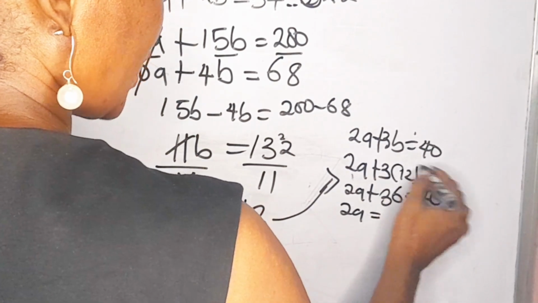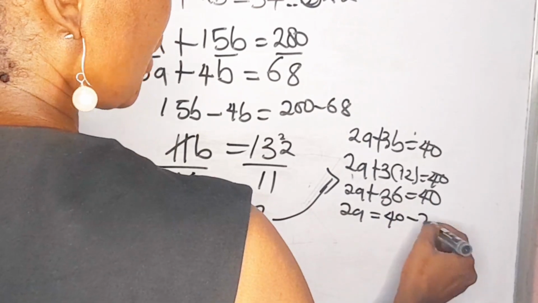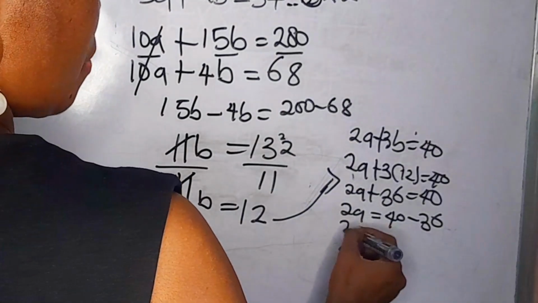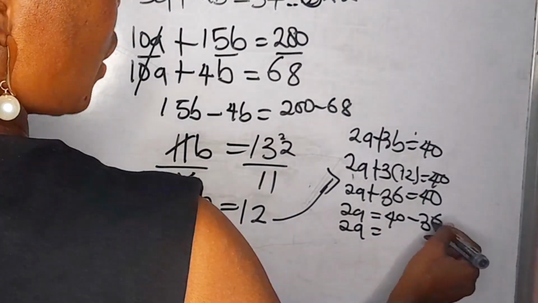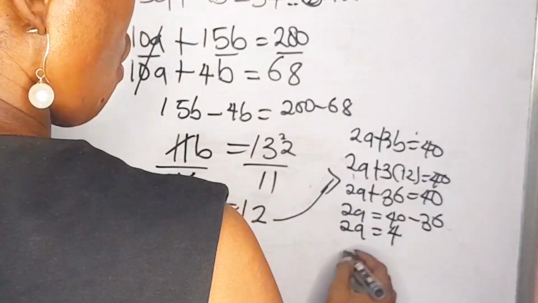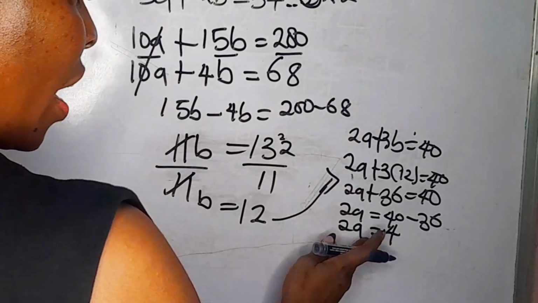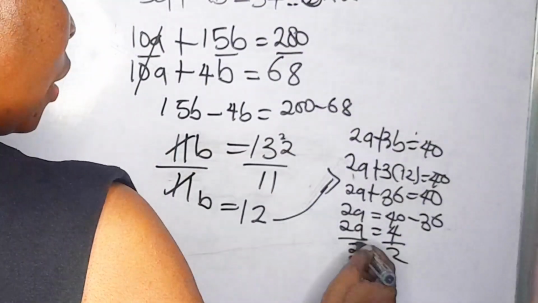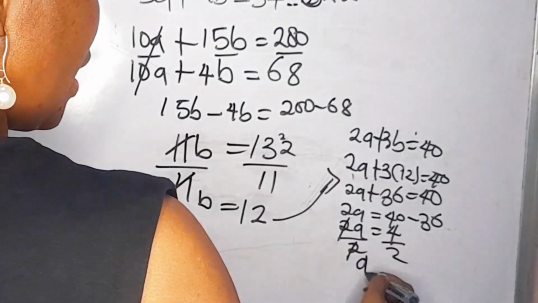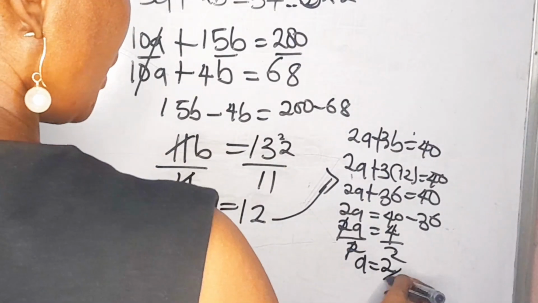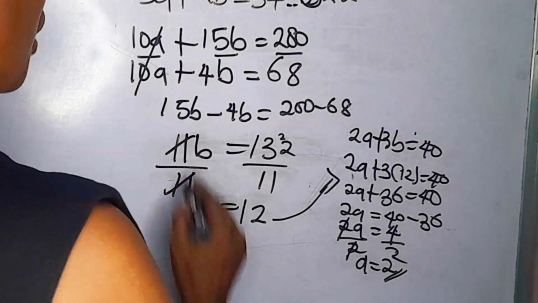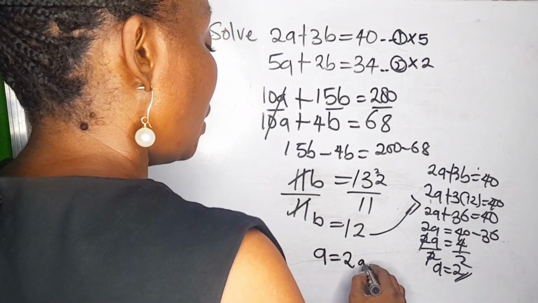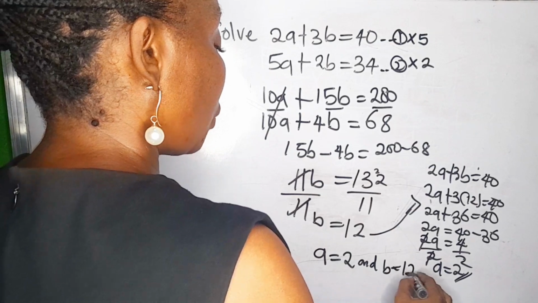2A is equal to 40, and the 36 crosses over and it changes to minus. When the plus crosses the equal to sign, it changes to minus. So 2A is equal to 40 minus 36, which is 4. Therefore, to get our A, you divide both sides by 2, the coefficient of A. 2 divided by 2 goes, A is equal to 4 over 2, which is 2. So the solution to these simultaneous equations are A is equal to 2 and B is equal to 12.